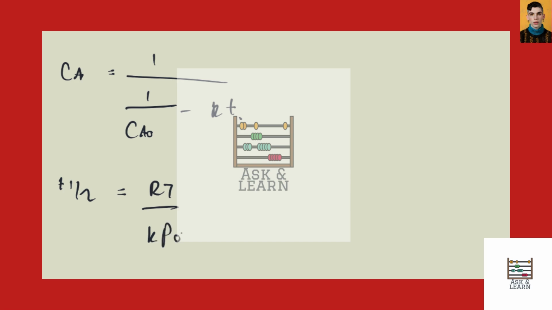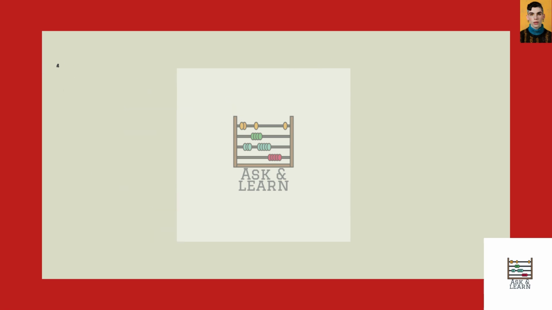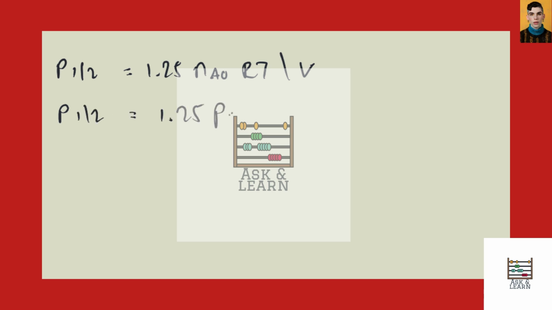So when 50% of A conversion occurs, that is half the moles of A form half the moles of B and a quarter of the moles of C. And so the total number of moles is 1.25 Na0. The pressure we can calculate as follows. P1/2 is equal to 1.25 Na0 RT over V, so P1/2 is equal to 1.25 P0.